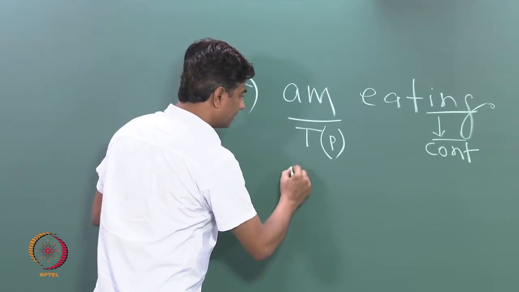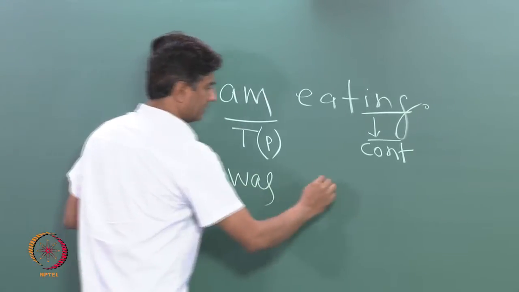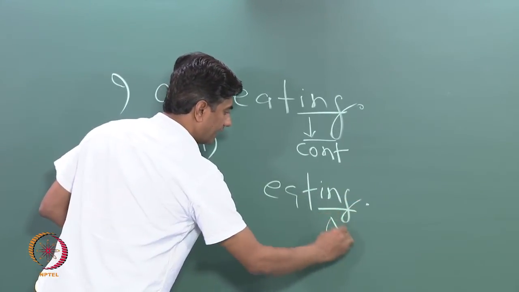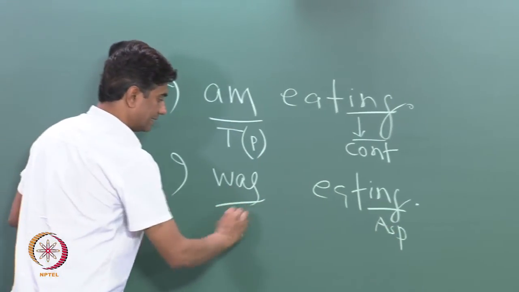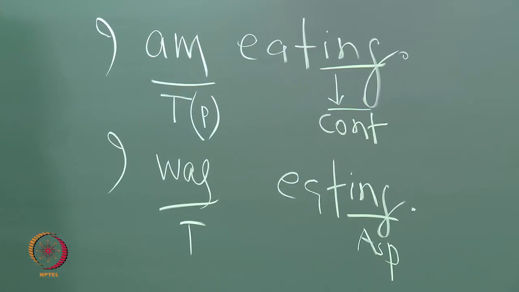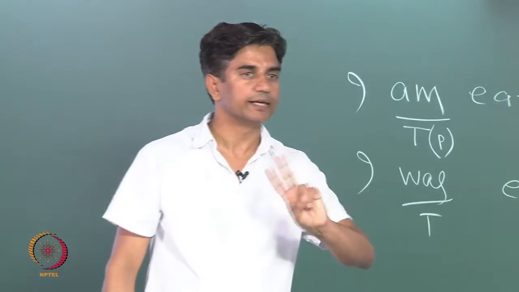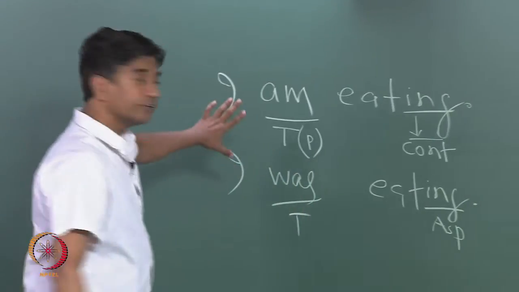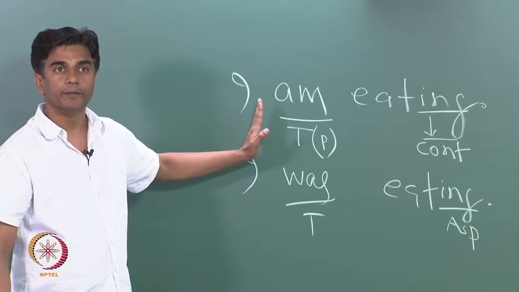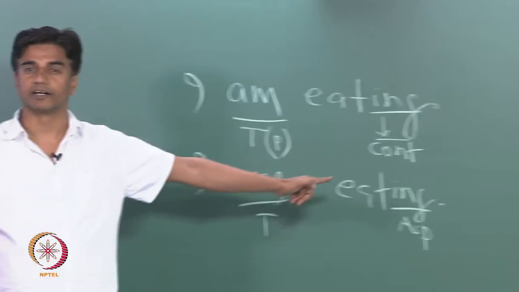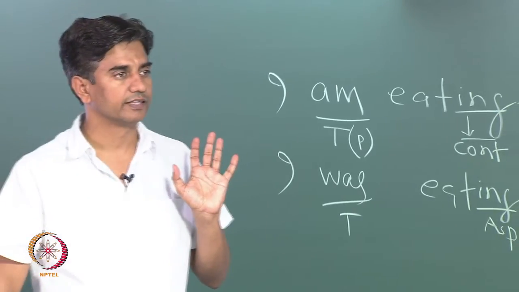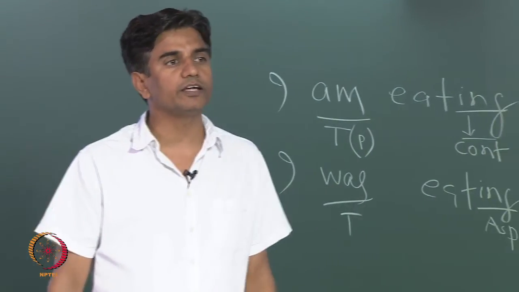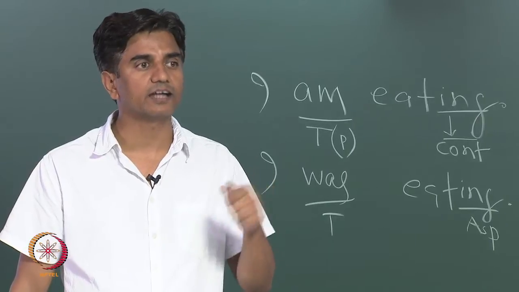So, again, when we say I was eating, this is the aspect marker and this is the tense marker. The two things are not going to be the same thing. They are two different elements in a sentence. As a matter of coincidence, in this case, both tense marker and aspect marker are visible. Can we see both of them? They are visible. In some cases, they are not going to be visible. At least tense markers are not going to be visible.